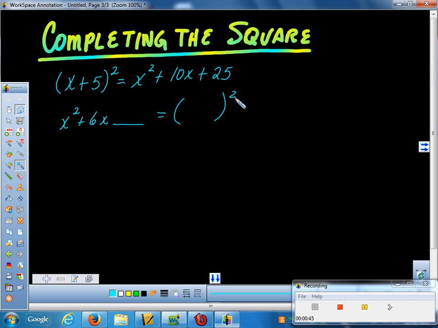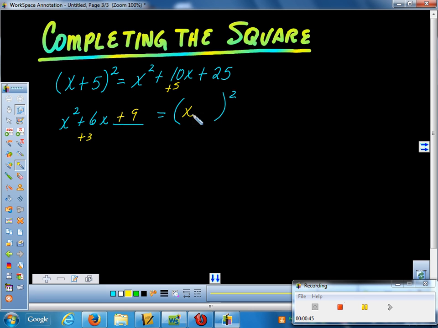Because we know the middle term is this 10x up here, it came from having a 5. So if you have 10x, you know you need half of it. So what's half of 6? 3. And then, up here, if half of 10 was 5, how did I get 25? You square it. So what would 3 squared be? 9. So plus 9 would be the magic number I need to make it a perfect square. Now, what quantity would it be squared? It'd be x plus 3.